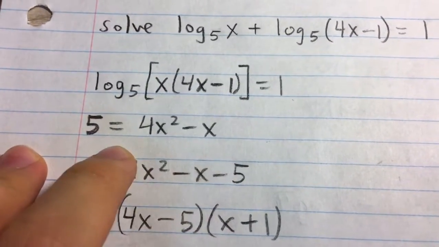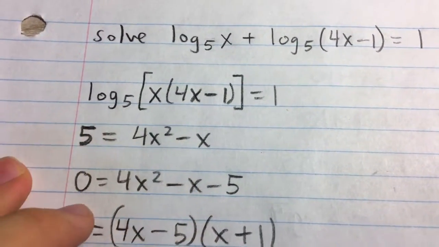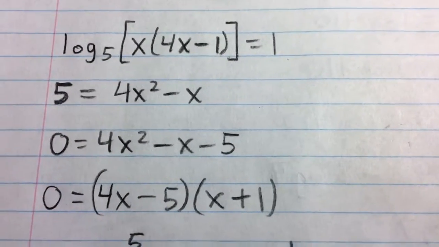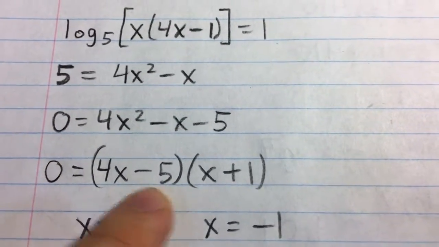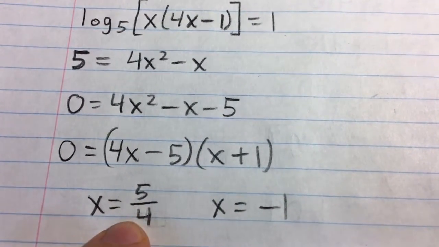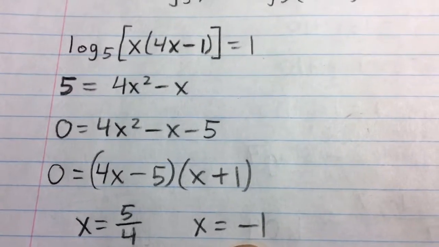And so we have this, and now it's a quadratic equation, so we're going to move all the terms to one side. 4x squared minus x minus 5. And we can actually factor this to 4x minus 5 times x plus 1. And we solve for x, and we get x is 5/4 and negative 1.